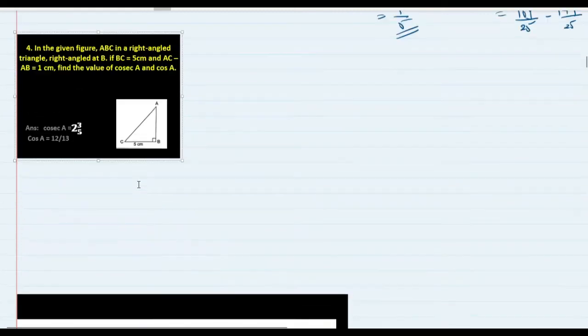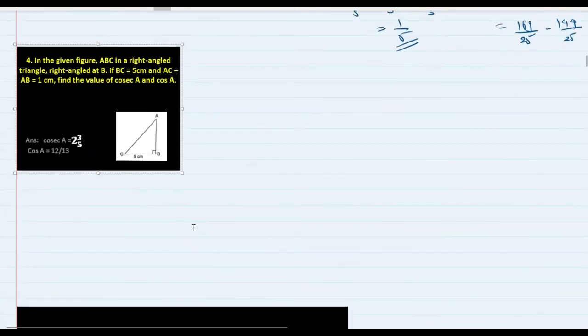In the given figure, ABC is a right angle triangle, right angled at B. BC is 5 centimeter, AC minus AB is 1 centimeter. So AC is greater than AB.